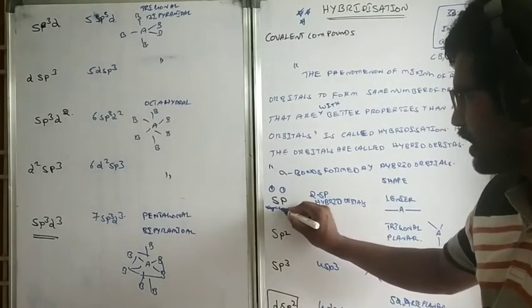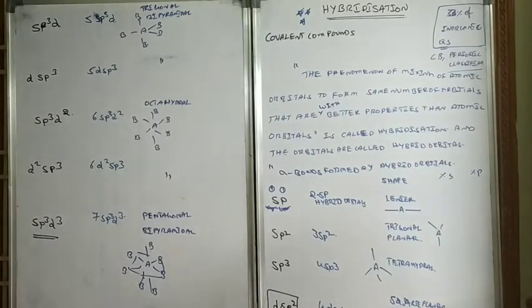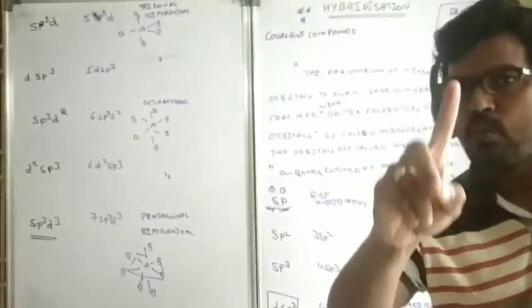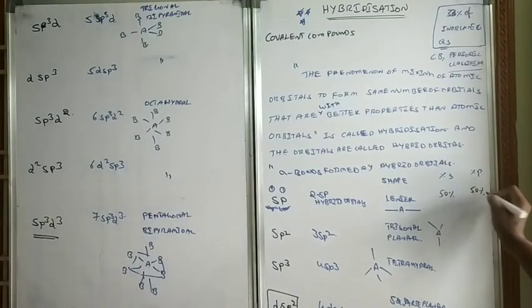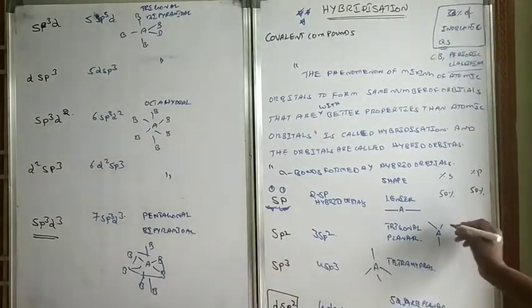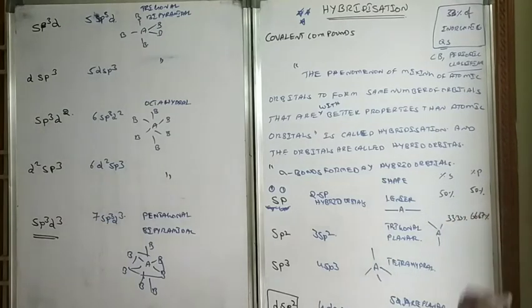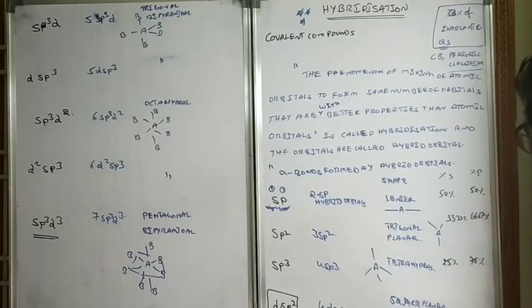Now, how much s and how much p is there, that means the percentage of s and the percentage of p. In sp, only one s and one p is there. So in the two orbitals, one is s and one is p, so s character will be 50% and p character 50%. In sp2 hybridization, among the three orbitals, one is s and two are p. So that is 1 by 3, meaning 33.33%, and 66.67% for p. sp3 hybrid orbitals, 1 in 4, so 25% and 75%.